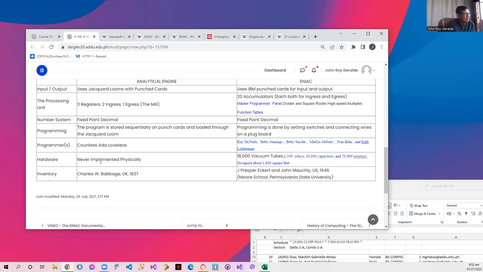Okay, the hardware was only partially implemented for the analytical engine. The ENIAC has 18,000 vacuum tubes, no? 1,500 relays. A relay is like a transistor, no? 10,000 capacitors and 70,000 resistors. And it occupies 1,800 square feet, a very big, large room. The inventor of the analytical engine was Charles W. Babbage in 1837. J. Presper Eckert and John Mauchly invented the ENIAC in 1946, at the Moore School of Engineering, University of Pennsylvania.